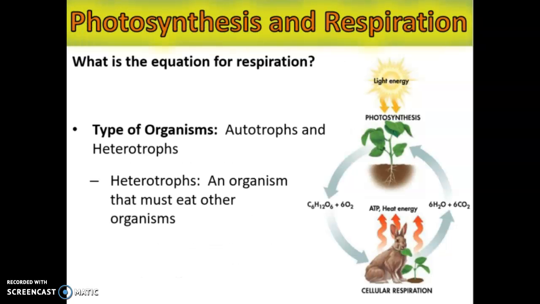Oopsie. So, the types of organisms that can do respiration are both autotrophs and heterotrophs. In order to get the energy we need to survive, heterotrophs must eat other organisms.